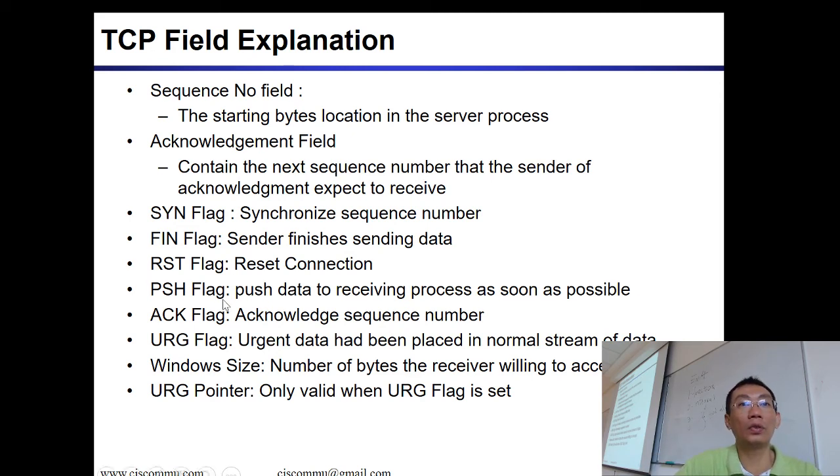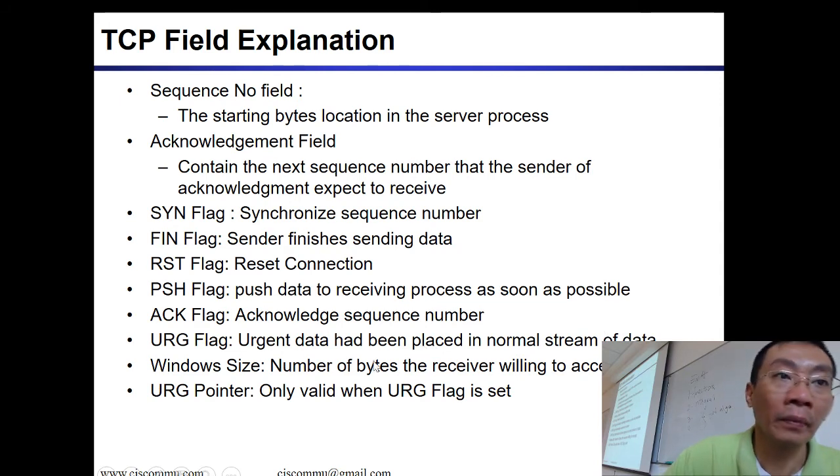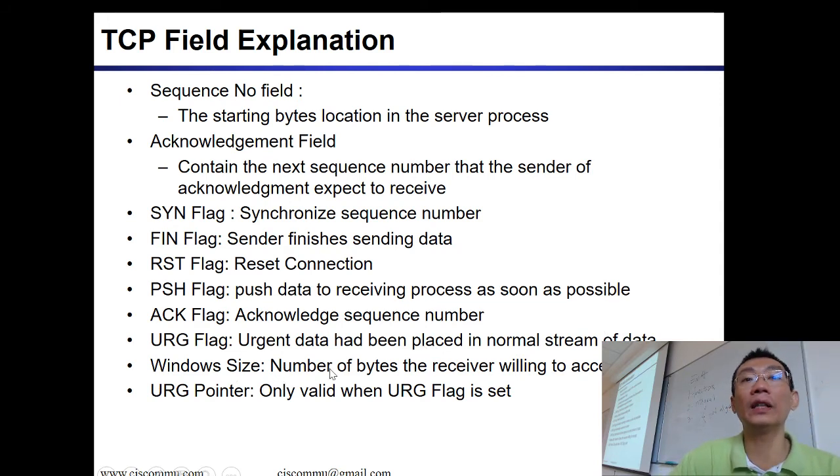Then you have a push flag, to push data to the receiving process as soon as possible. You also have the acknowledgement flag to acknowledge the sequence number. Then you have the urgent pointer, for urgent data that has been placed in the normal data stream. You also have window size. This one is the number of bytes the receiver is willing to accept.